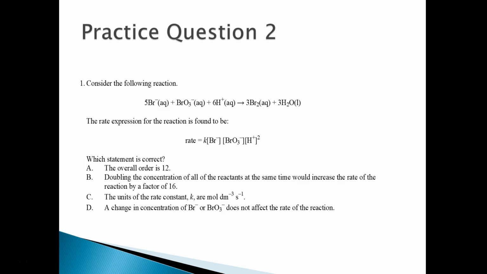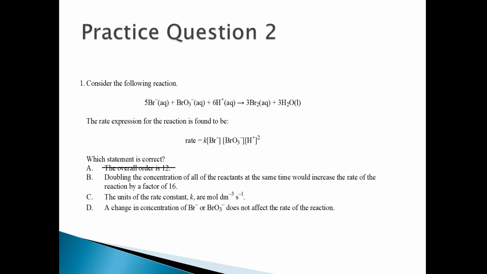Okay, so let's evaluate each of the choices. Choice A says the overall order is 12. Well, if you recall from the beginning of the discussion, the overall order of the reaction is the sum of all the individual orders of each reactant. So the overall order for this reaction will be 1 plus 1 plus 2, which is 4, so choice A is out.